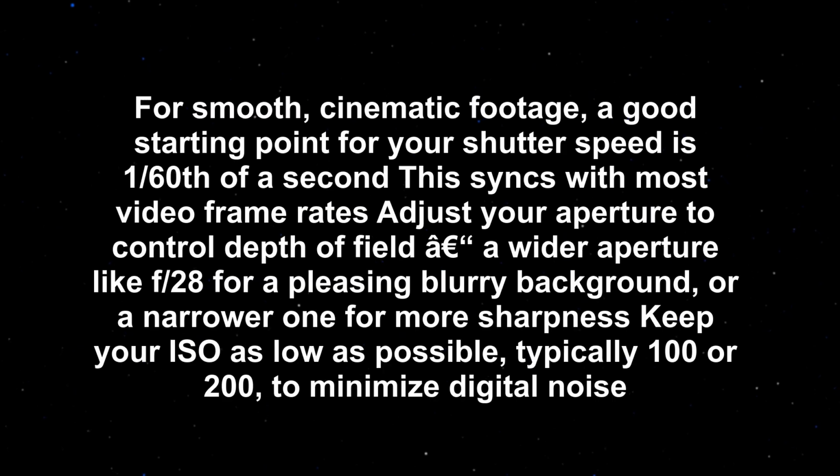Precision is key, so we'll be shooting in manual mode. This gives you complete control over your exposure. For smooth, cinematic footage, a good starting point for your shutter speed is 1/60th of a second. This syncs with most video frame rates. Adjust your aperture to control depth of field, with a wider aperture like f/2.8 for a pleasing blurry background, or a narrower one for more sharpness. Keep your ISO as low as possible, typically 100 or 200, to minimize digital noise.